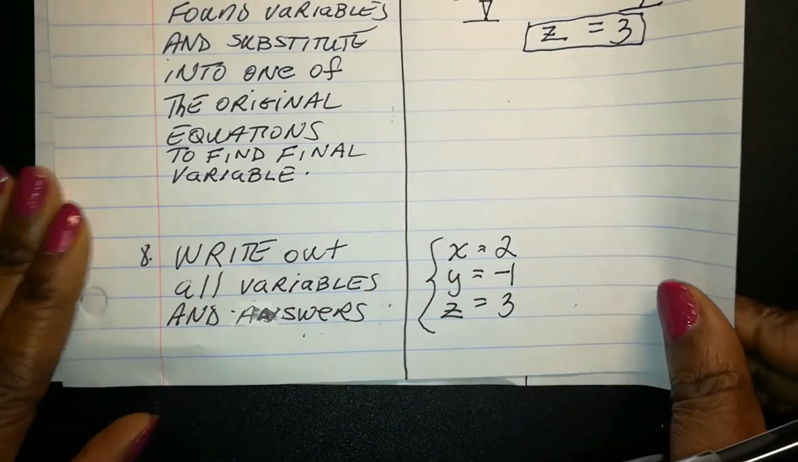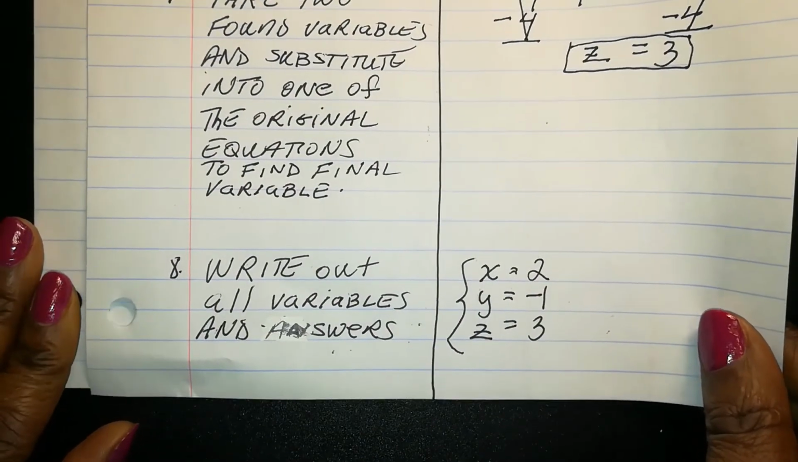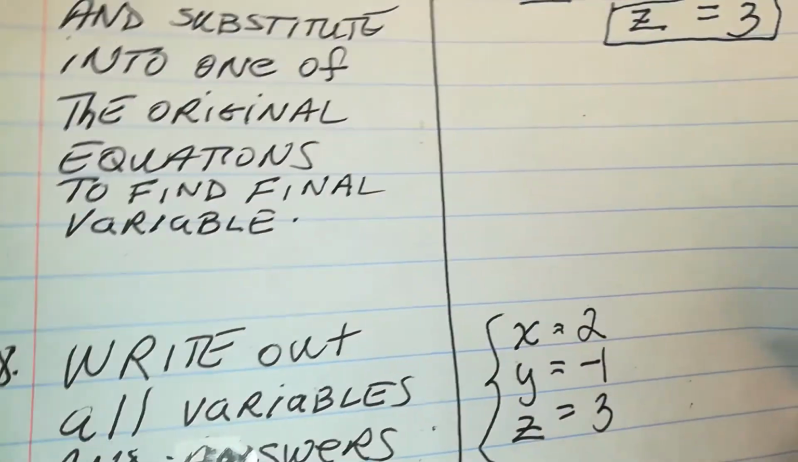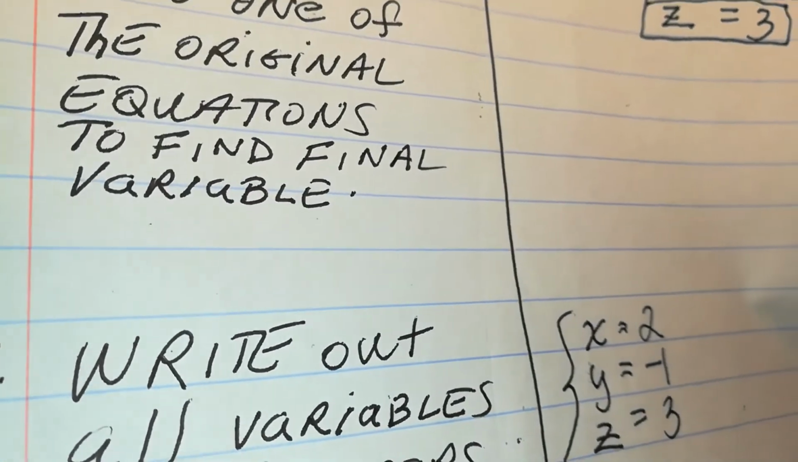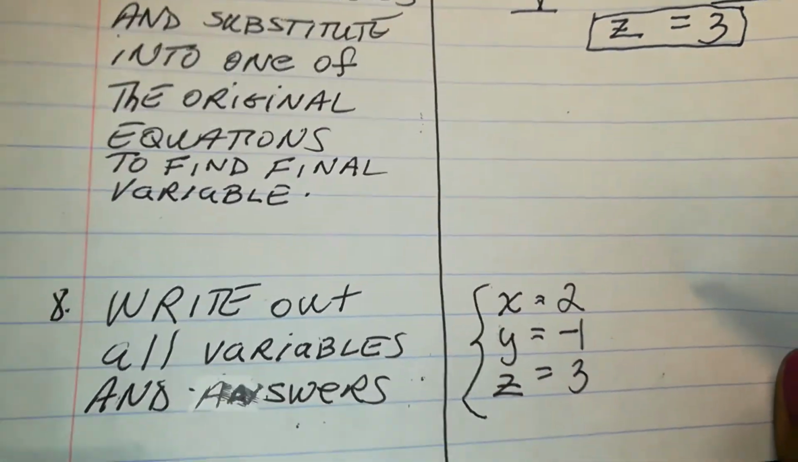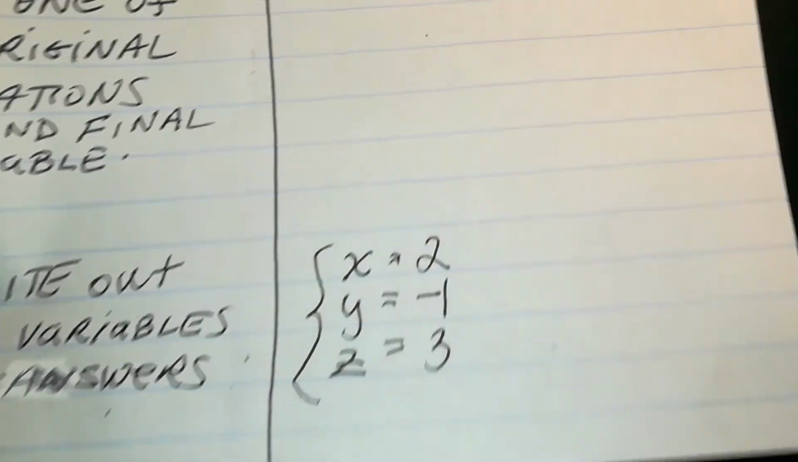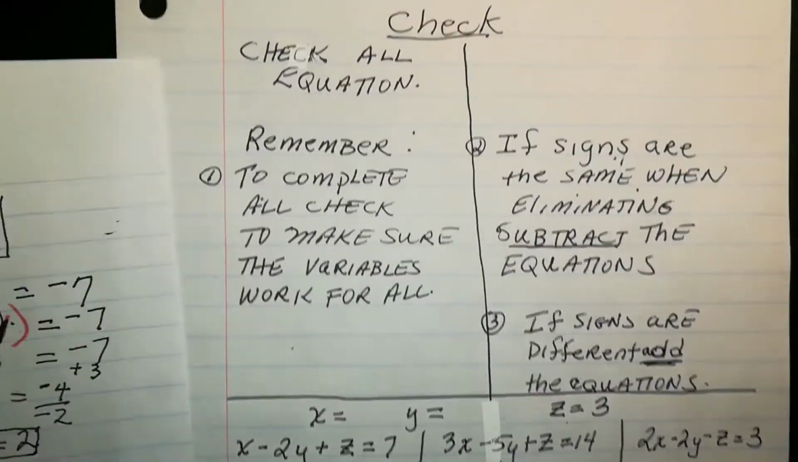Now, we are not quite finished yet. Let me tell you why. Because we still have to do something called check. We need to check all these values to make sure they are correct. Now, let me note a couple of things before we do our check.